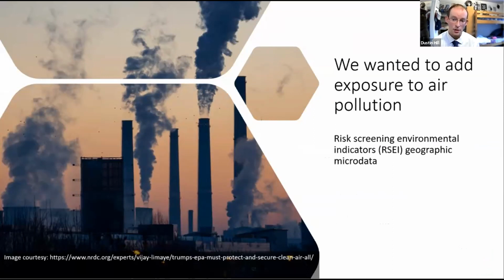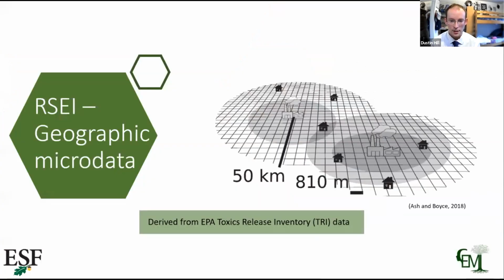And so to estimate potential exposure to the specific metals that we had data on, we used the Risk Screening Environmental Indicators, or RSEI data, and we were specifically working with the geographic microdata. The RSEI data are derived from the US EPA Toxics Release Inventory, which is a database of annually reported chemical release and management data from qualifying facilities.